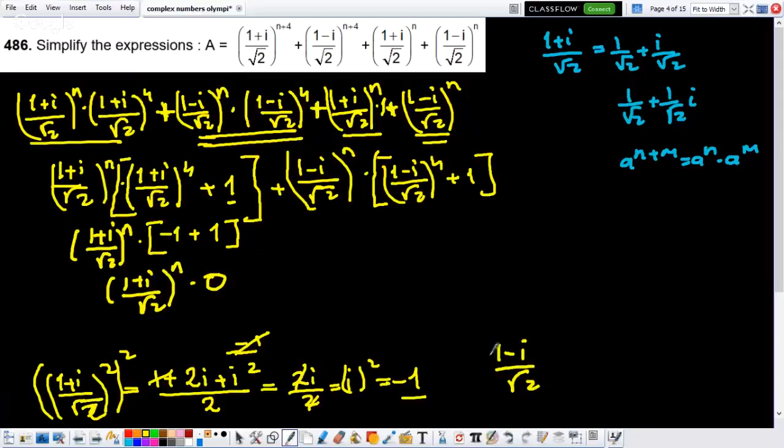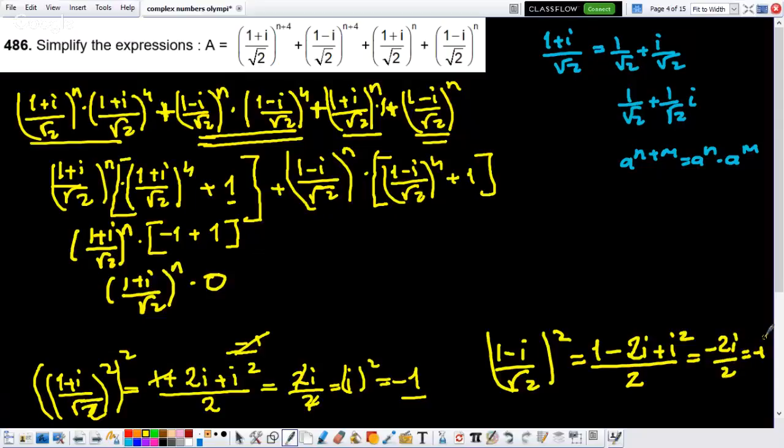And here for ((1 - i)/√2) to the power of n, ((1 - i)/√2) to the power of 2 is going to be equal to, I'm going to do the same operation here, 1 minus 2i plus i squared, only minus 2i it's going to be, but that's not going to affect the result. This is going to be minus 2i over 2, which is equal to minus i. So if you get the square of it, ((1 - i)/√2) to the power of 4, it's equal to minus i squared, which is equal to minus 1.